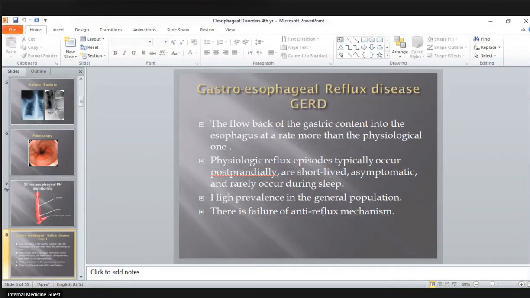Physiological reflux episodes occur normally in normal individuals. If you eat a lot, postprandially, they are short-lived and asymptomatic. This is a very common disorder. Between 10 to 25% of the population reports reflux episodes, and it happens because of failure of the anti-reflux mechanism.